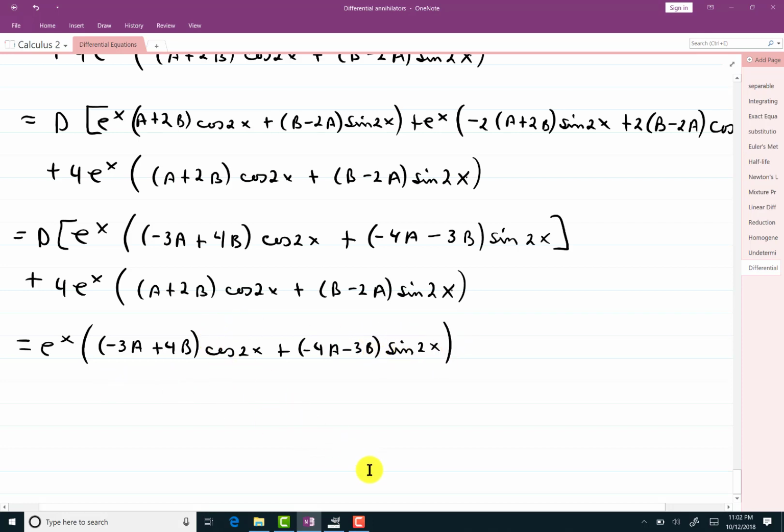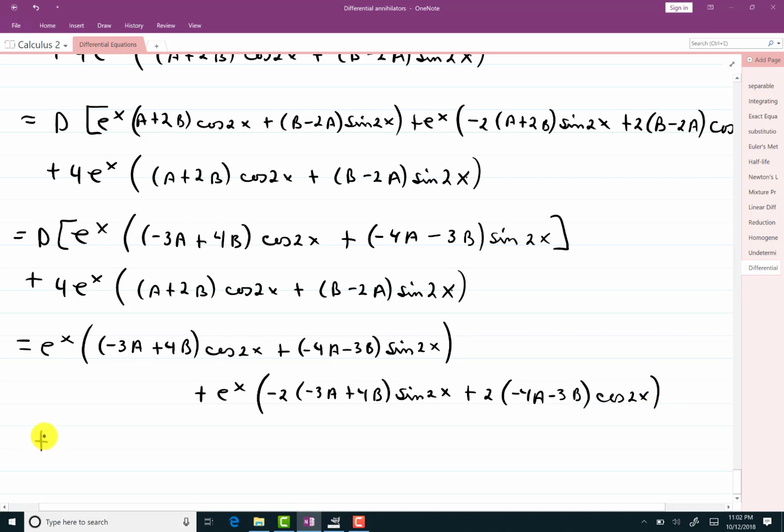And then I'm going to have plus e to the x again, but this time I'm going to take the derivative of the stuff inside. So as before, I'm going to get a negative 2 times negative 3a plus 4b times sine of 2x. And I'm going to pick up a 2 in front of that stuff, plus 2 times negative 4a minus 3b cosine of 2x. And then, of course, I'm going to get the stuff that was left over from before.